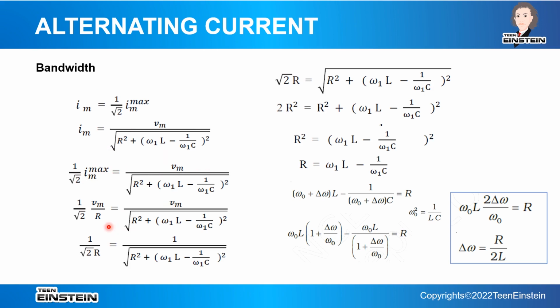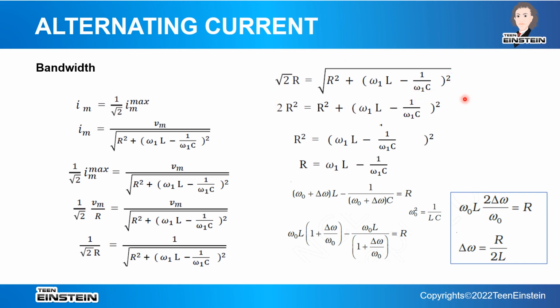Now we can rearrange this equation. What is I maximum? Vm by R. This is at the resonance. So it is Vm by R. Now we can cancel Vm on both sides. Then you get 1 by root 2 R equal to this value. And you can just rearrange these terms. You can bring this to the right hand side, and this to the left hand side. Then you get root 2 R equal to square root of R squared plus omega 1 L minus 1 by omega 1 C the whole squared.